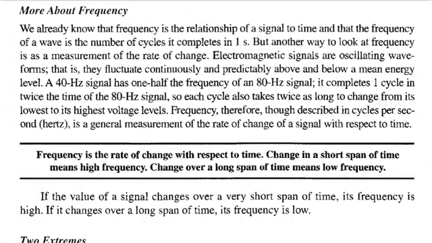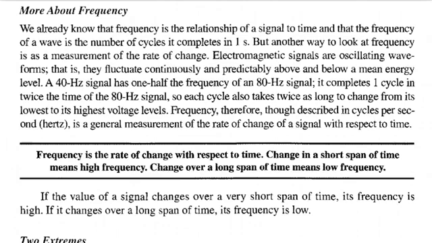More about frequency. We already know that frequency is the relationship of a signal to time, and the frequency of a wave is the number of cycles it completes in 1 second. But another way to look at frequency is as a measurement of the rate of change. Electromagnetic signals are oscillating waveforms. That is, they fluctuate continuously and unpredictably above and below a mean energy level.